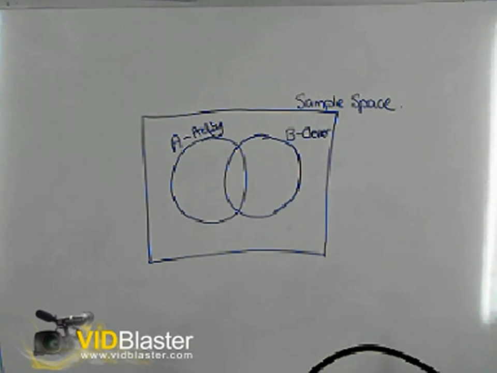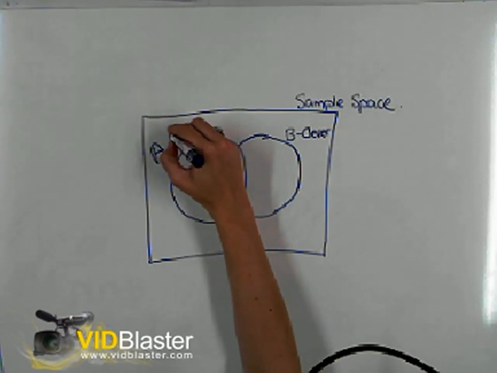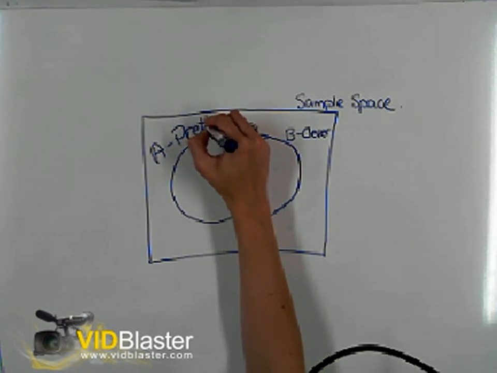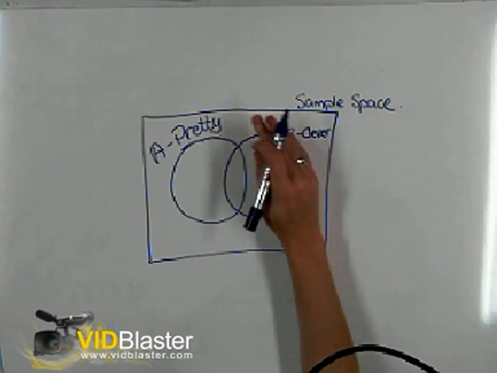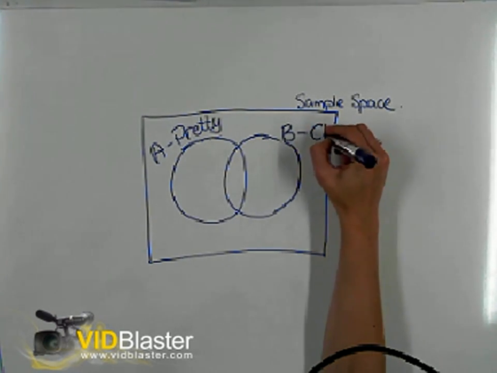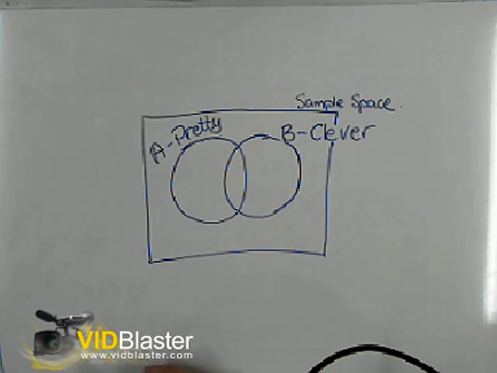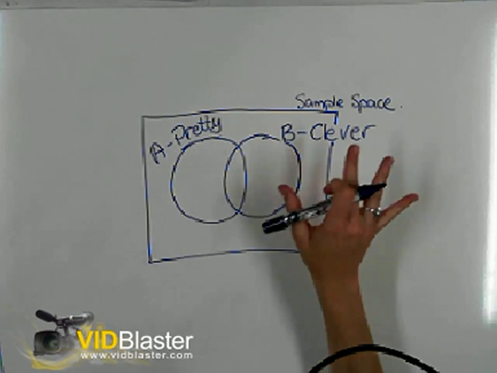So if we have a look at pretty and clever. You might need to write that a little bit bigger. Thank you. I will do so. I know you're just giving me a second chance on getting my spelling correct. Yeah, that's it exactly. There we go. Unfortunately, clever's fallen out of the sample space, but we'll pretend it's still inside.